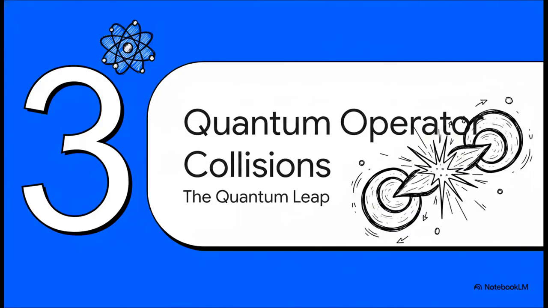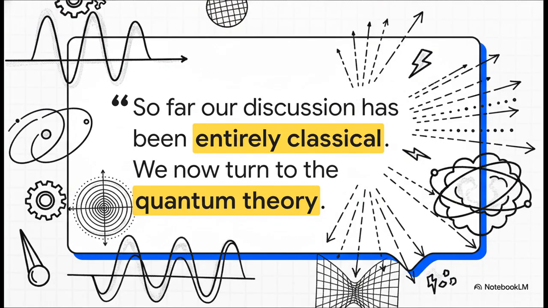Okay, so we've got the classical groundwork laid out. Now it's time to take a deep breath and make the quantum leap. Let's see what happens when these things we've been calling fields become quantum operators, and they start to collide. And you know, the source text itself says it best. So far, our discussion has been entirely classical. We now turn to the quantum theory. This is the moment we shift gears, moving from smooth, continuous fields to the chunky, probabilistic world of quantum operators. And this is where things get really, really interesting.